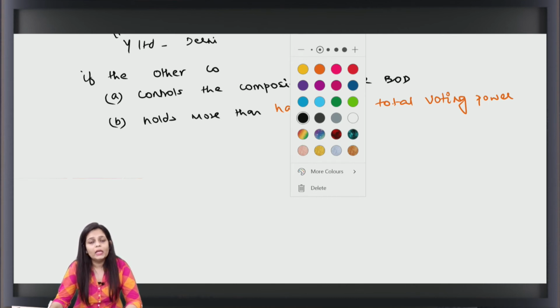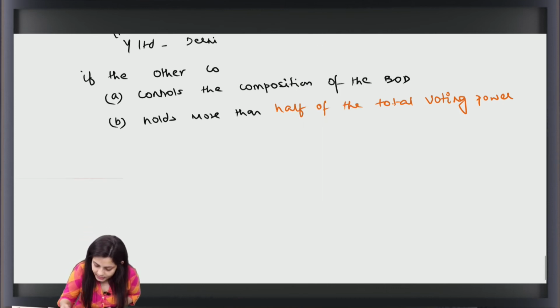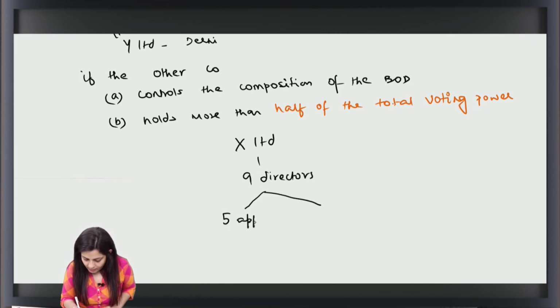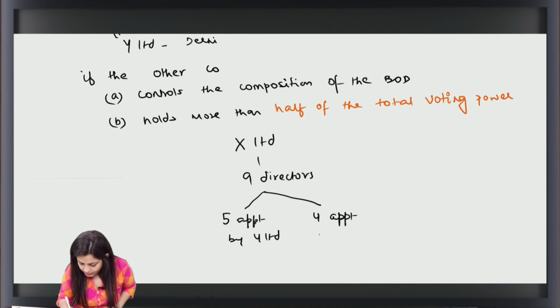I repeat again, if I have a right to appoint your directors, and as I said, appoint directors का मतलब ये नहीं कि मैं एक दो appoint कर दिया, no, majority. So let us say, let's take an example. There is this X Limited which has 9 directors. How many directors X Limited has? 9 directors. Of this 9 directors, 5 are appointed by Y Limited and 4 are appointed by Z Limited.